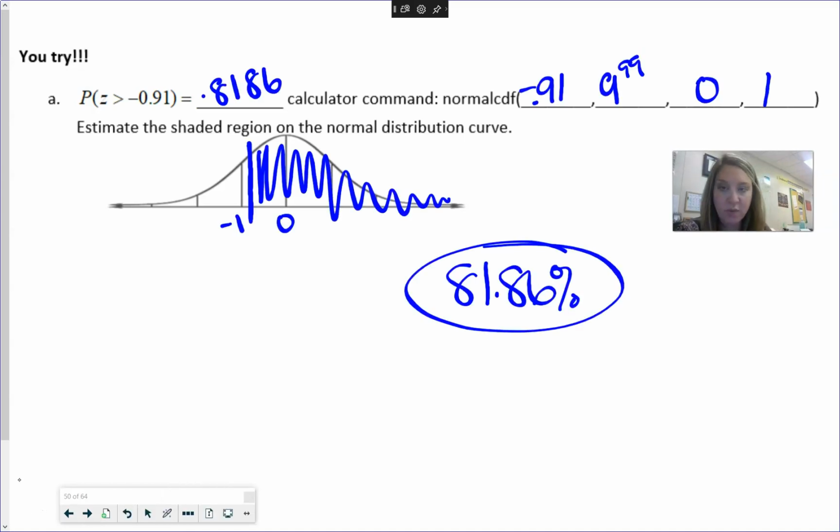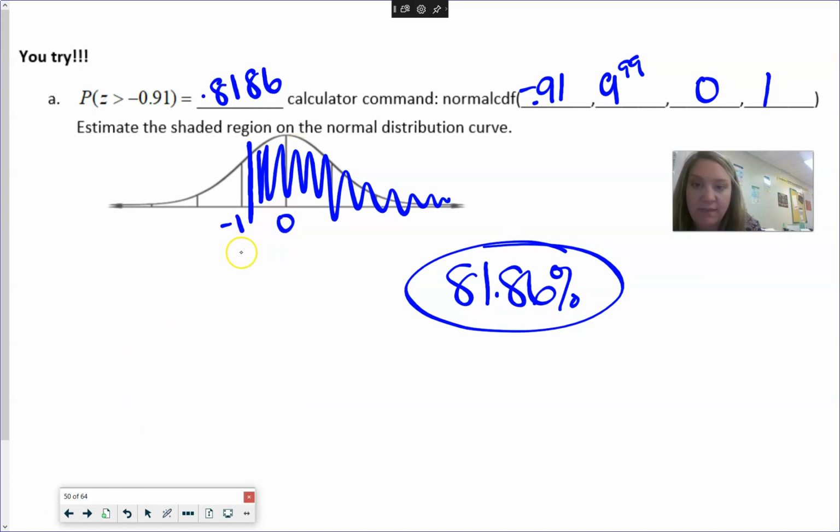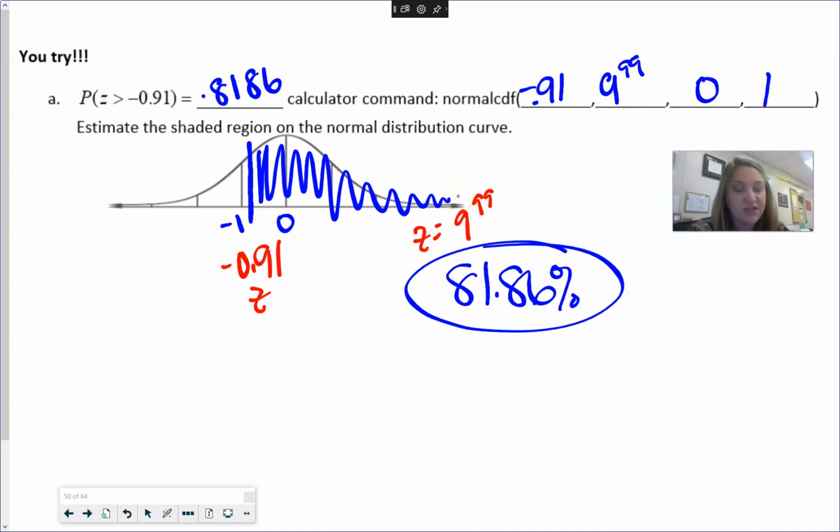All right, check your work with mine. You should have a probability of 0.8186 or an 81.86% chance. So our lower boundary was the -0.91, and that was the lowest z-score, and then our highest z-score was infinity, which we are using as 9 to the 99 power. There is no infinity button, so we got to do something.